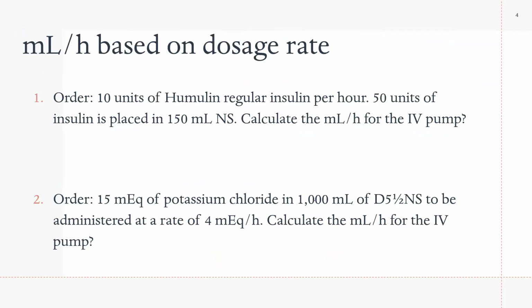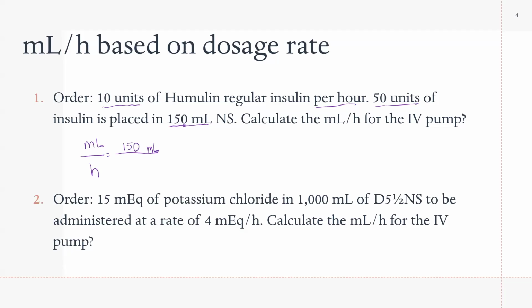So this first part is what's in the bag, and the second part is what's ordered in the dosage rate. For the first one, what's ordered is 10 units of Humulin regular insulin per hour, and what you have on hand is 50 units of insulin in 150 milliliters. Calculate the milliliter per hour for the infusion pump. So you're looking for milliliters per hour. You're going to start on top with something that says milliliter, and here's my milliliters. So I have 150 milliliters.